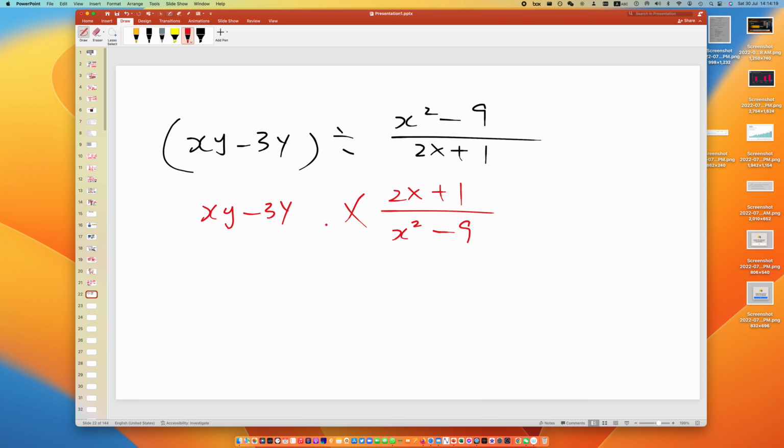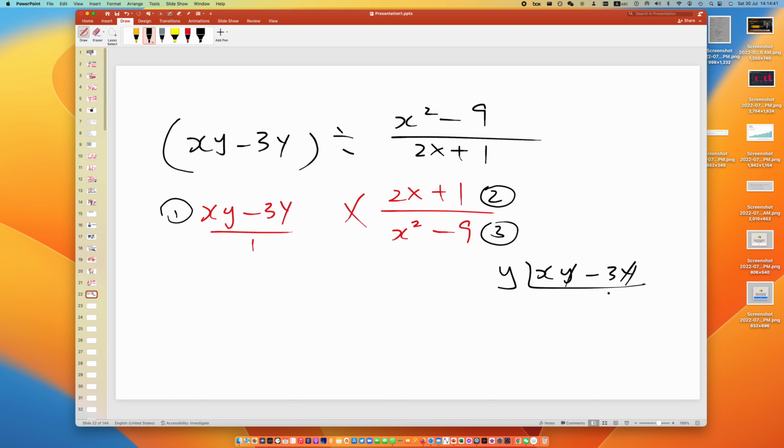So over here you don't have a fraction, but you can make it a fraction, so it's over 1. So what do you do next? You're going to factorize 1, factorize 2, and factorize 3, right? So how do you factorize 1? Like I said just now, do it this way. What's common? y. So once you take out y, you are left with x here, and minus 3. So that's it. The 1 is changed to y, x minus 3.